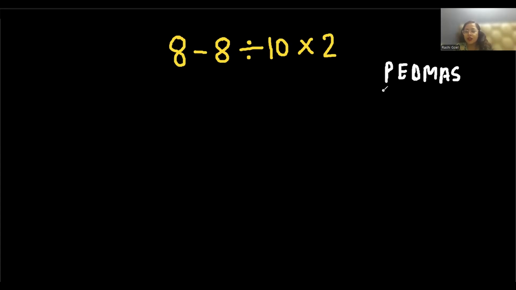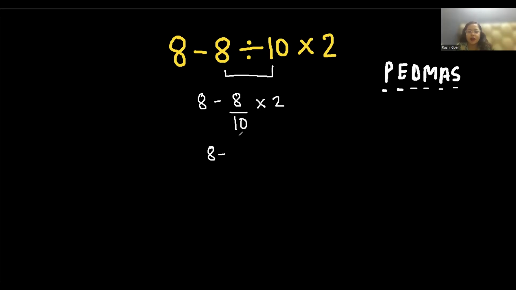Here P stands for parenthesis, E stands for exponent, D stands for division, M stands for multiplication, A stands for addition, and S stands for subtraction. So first we have to give priority to division. So we will write it like this: 8 minus 8 divided by 10 times 2.